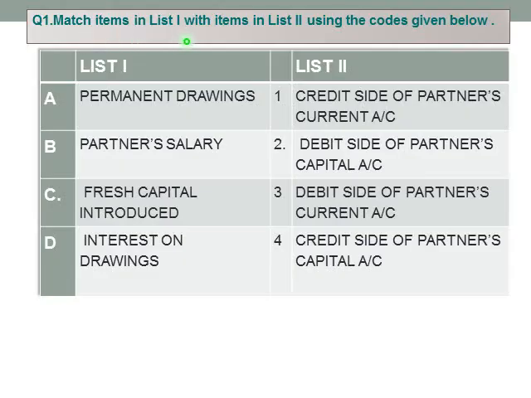In the first problem, two lists are given to you, list 1 and list 2, and you are required to match the items given in list 1 with the items given in list 2. The items in list 1 are permanent drawing, partner salary, fresh capital introduced, interest on drawings. And the items of list 2 are credit side of partner's current account, debit side of partner's capital account, debit side of partner's current account, and credit side of partner's capital account. Now you are required to match the items of list 1 with list 2.